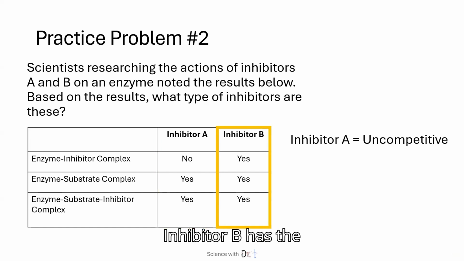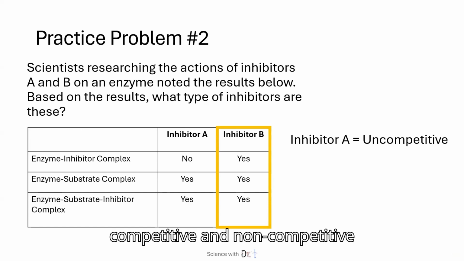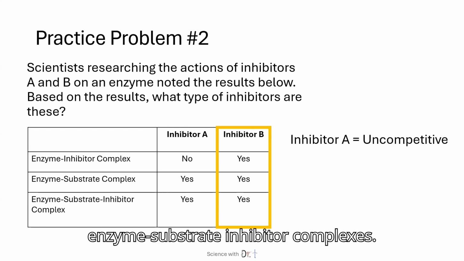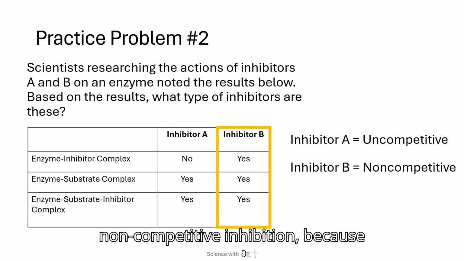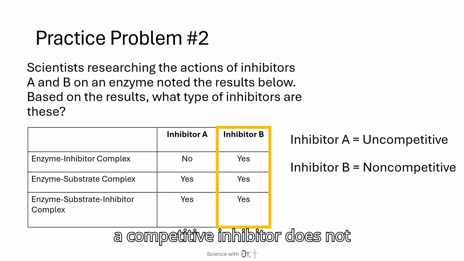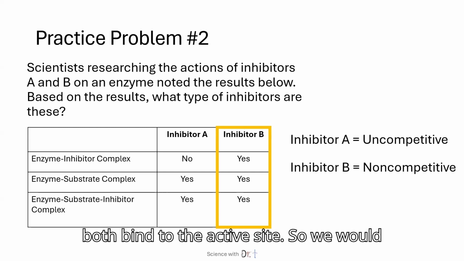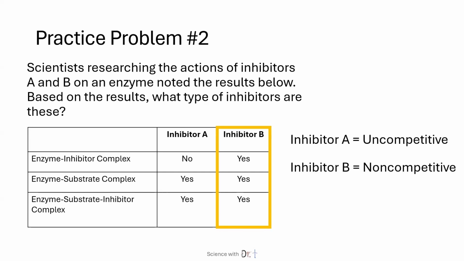Inhibitor B has the enzyme inhibitor complex, which both competitive and non-competitive inhibitors have. It also has the enzyme substrate and the enzyme substrate inhibitor complexes. We know this has to be non-competitive inhibition because a competitive inhibitor does not allow the substrate to bind since they both bind to the active site. So we would not see the enzyme substrate complex.